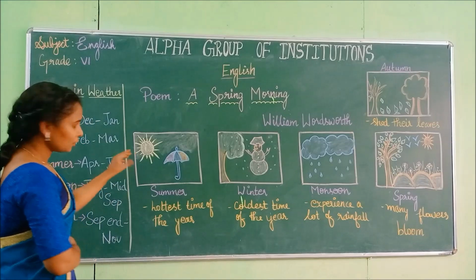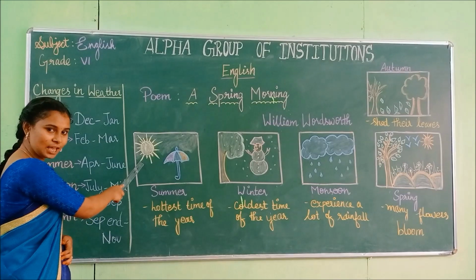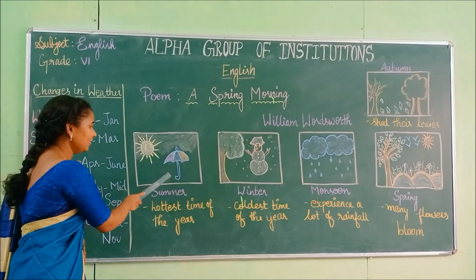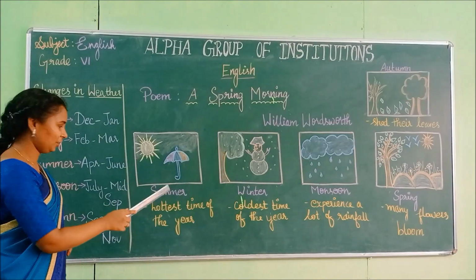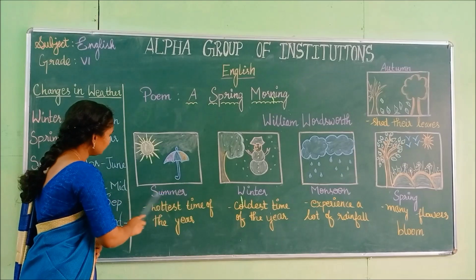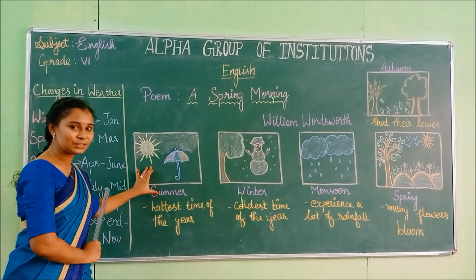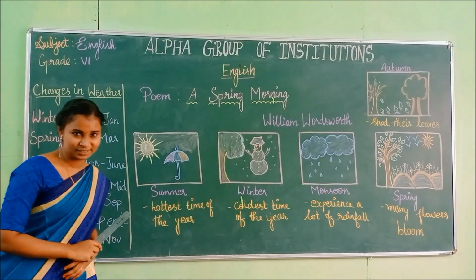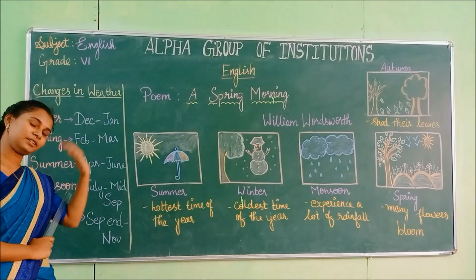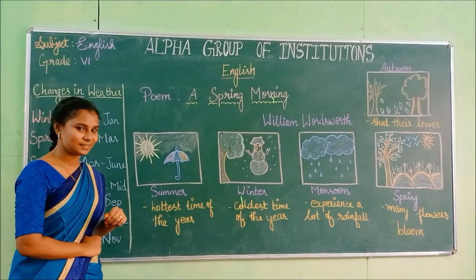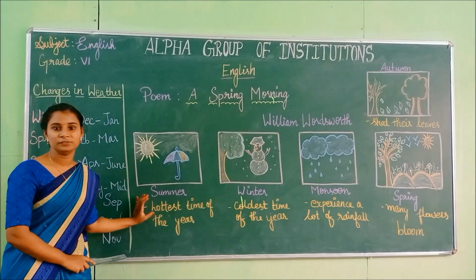Okay. So first, if you see this picture, what is this? Sun. Yes, very good. And this one? Umbrella. Yes, very good. You are able to recognize the pictures. So what does this picture show? Yes, it shows that it is the summer season, because it is so hot in summer and we use an umbrella to protect ourselves from the sun rays, isn't it? So it is the summer season and it is the hottest time of the year.